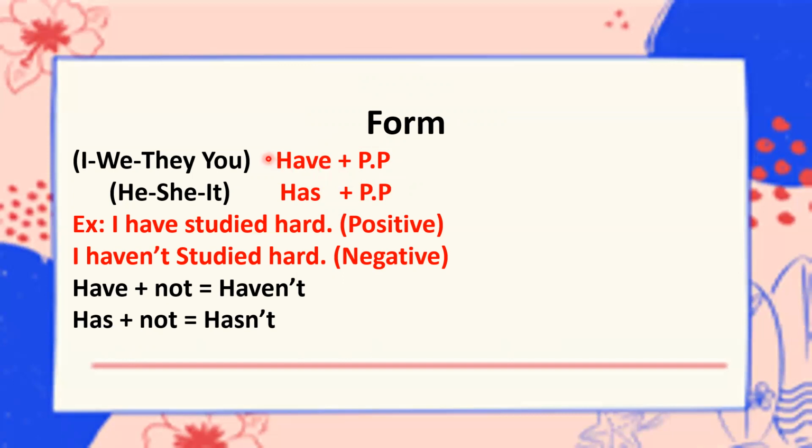So here we have about how many pronouns? How many pronouns do we have in English? Can you tell me? Yeah, we have 7 pronouns. They are I, we, they, you, he, she, it. Okay, so have comes with I, we, they, and you. How about has? It comes with he, she, and it.